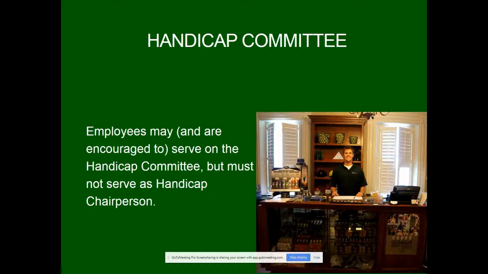The handicap chair must be a member, and the committee must be made up of more peers than staff members. So just keep that point. We want you to have great handicap committees and great conversations, but also keep in mind that we need you as peer members of that club to dominate that committee and have a majority versus the staff members.